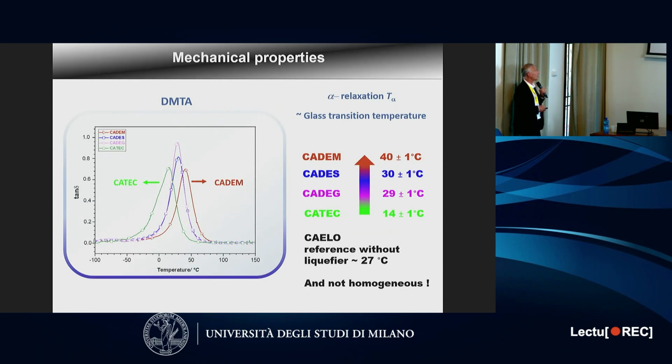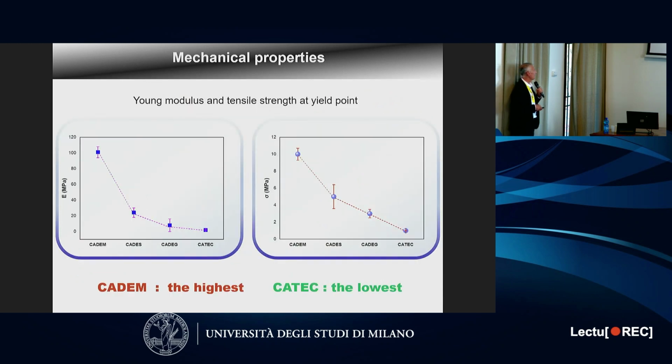And now the relation with final properties. If we look at the glass transition temperature, we see that the highest value is for the CADEM and the lowest value is for the Catech. And you see that we can make a correlation between the mechanism and the final properties.